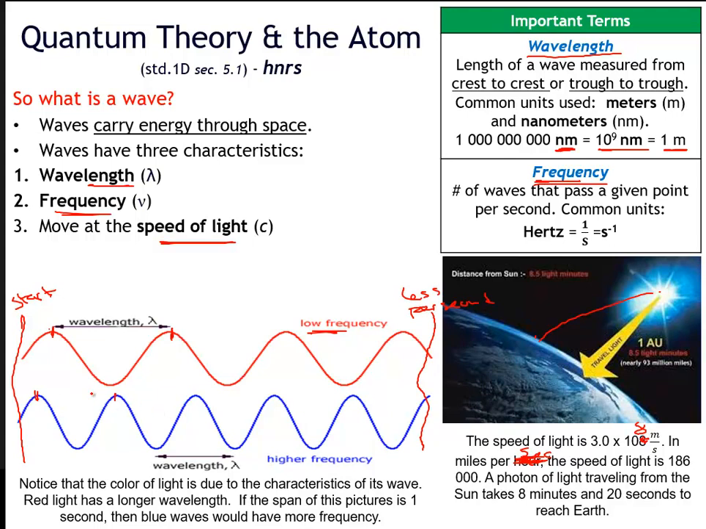As you can see here, there's more waves. So here's one wave, two waves, three waves, four waves, five waves. Versus here, you've got one wave, two waves, three waves. So you have more waves per second than you have in the red.